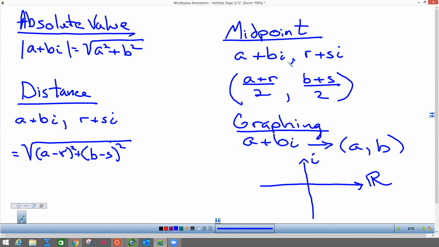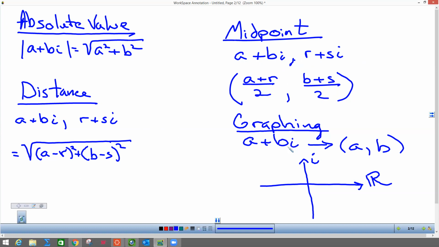And then the midpoint is the same thing again. It's x1 plus x2 divided by 2, and y1 plus y2 divided by 2. That's what it was in Algebra 1 and Algebra 2 and every other time. Same thing here, except we use the letters differently because we let complex numbers be written like these up here.